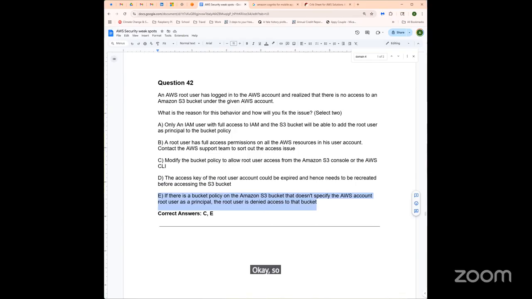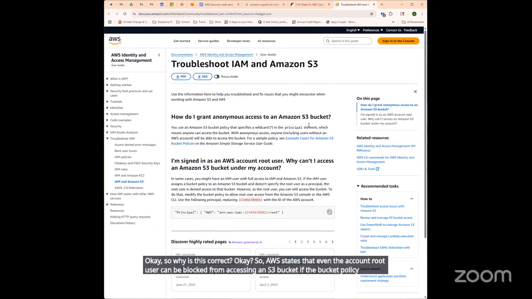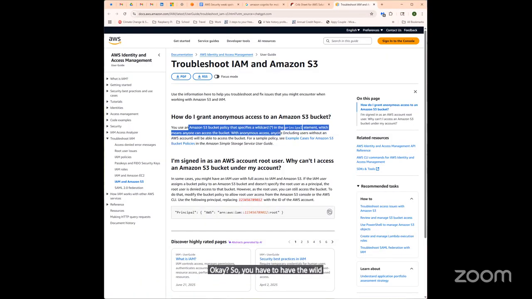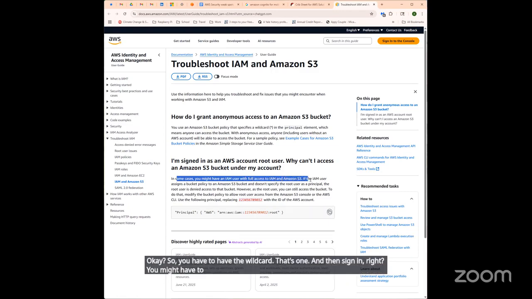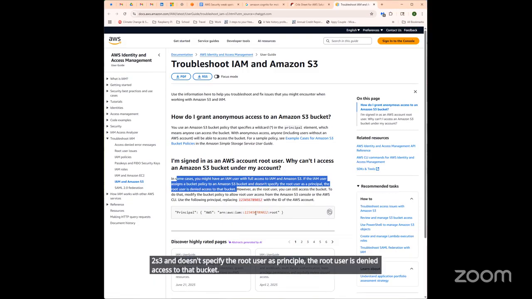Okay, so why is this correct? Okay, so AWS states that even the account root user can be blocked from accessing an S3 bucket if the bucket policy does not list it as a principal. Okay, so you have to have the wildcard, that's one, and then signed in, right? You might have to have an IAM user with full access. IAM user assigns a bucket policy to S3 and doesn't specify the root user as principal, the root user is denied access to that bucket. Boom. So you have to have that.